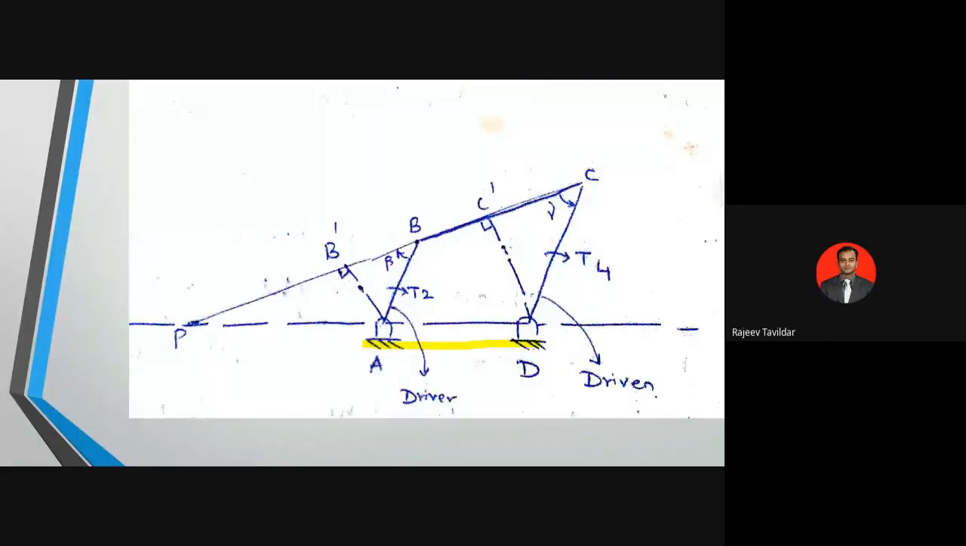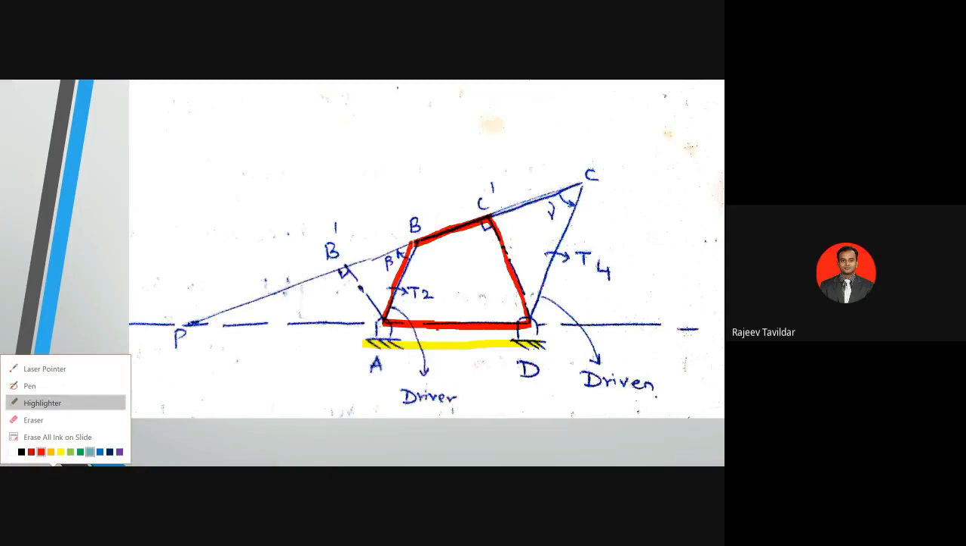Okay, so we are with this mechanism. I'll just highlight this mechanism with actually what we are supposed to see. This is the fixed link over here. So I'm just drawing the mechanism that we are actually considering. Other lines are all a part of construction. Okay, so this red color thing, whatever I highlighted, that is nothing but our main concern mechanism.